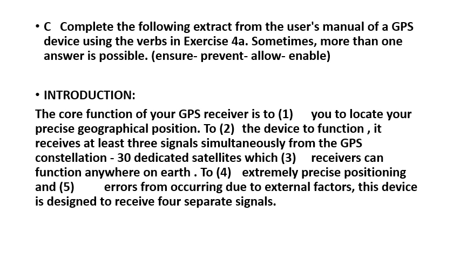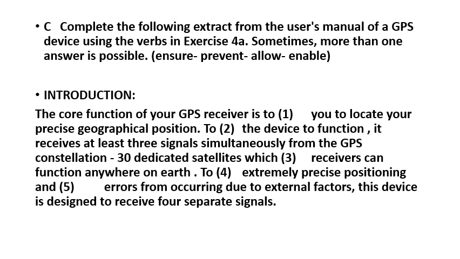Let's read it once more and see if there are some points that can use more than one word in the same point. The core function of your GPS receiver is to enable or allow. Why? Because we have just said that enable and allow have the same meaning, which is permit. That's right. Enable and allow mean permit. So the core function of your GPS receiver is to enable or allow you to locate your precise geographical position. And to do what?